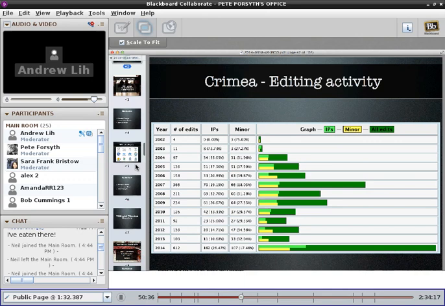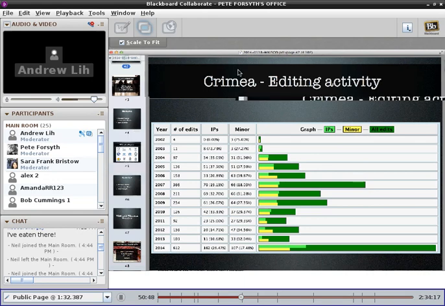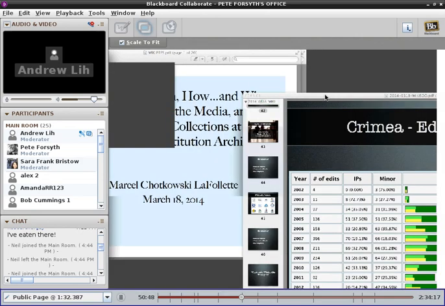And I thought I could also show you an example of the evolution of a brand new article, because Crimea has existed for a while, so that article has existed for a while. But let me show you another example of what we can do with a new article.